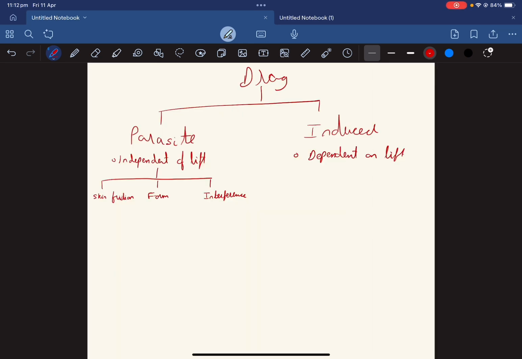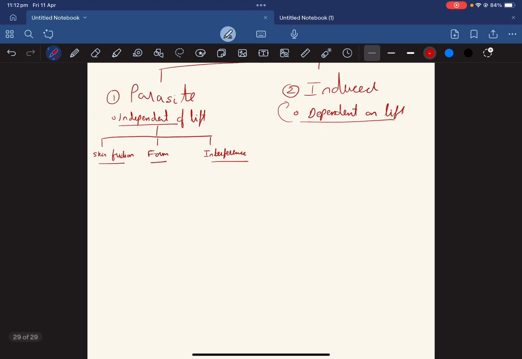When I talk about drag, it can be divided into two types: the first is parasite drag, the second is induced drag. The main difference is that parasite drag is independent of lift and induced drag is dependent on lift. Parasite drag does not depend on whether you are creating lift or not, but with induced drag, if you're creating lift, you're also going to produce drag. Parasite drag can further be divided into three types: skin friction, form, and interference. Let's go ahead and study them.